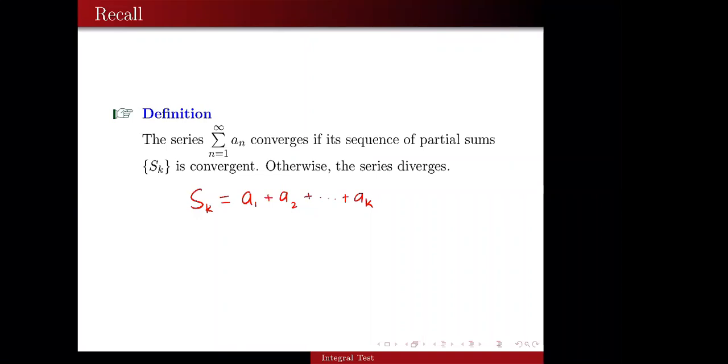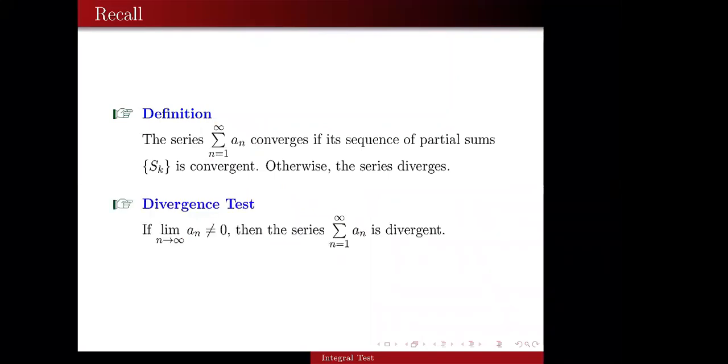This series will converge if this sequence converges. So you look at S_k as a sequence and find the limit of S_k. If it has a limit, then the sequence S_k is convergent. That also means that the series sum a_n from 1 up to plus infinity is convergent. If this sequence is divergent, then the series is also divergent.